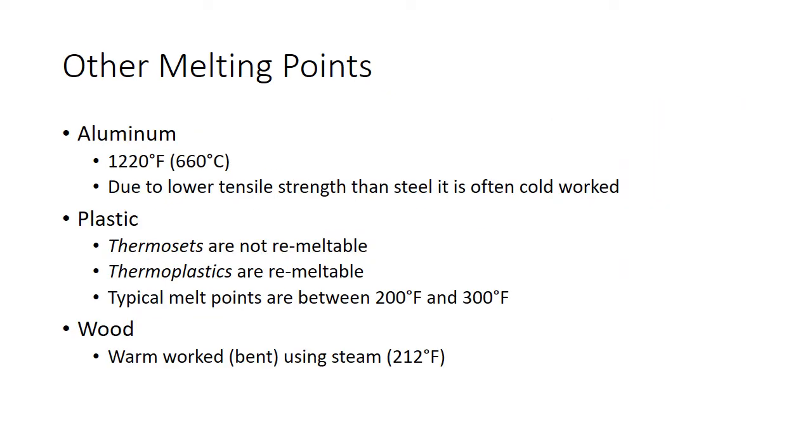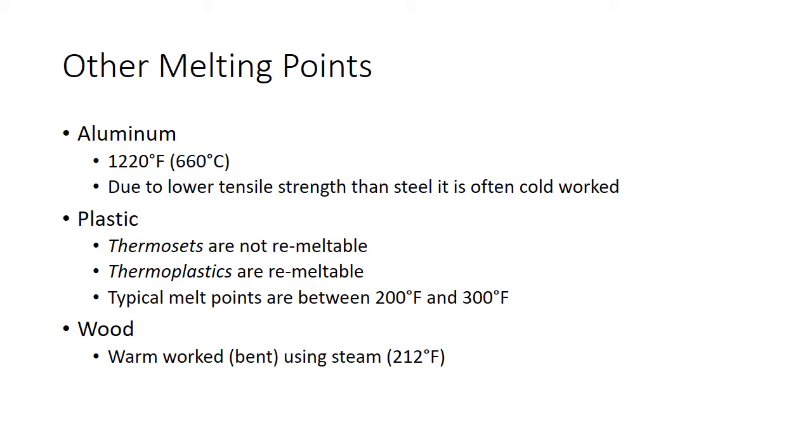A couple other things to consider: aluminum's melting point is 1,220 degrees Fahrenheit, which is fairly low, and you generally don't hot work aluminum because it is more ductile than steel. It can be cold worked.